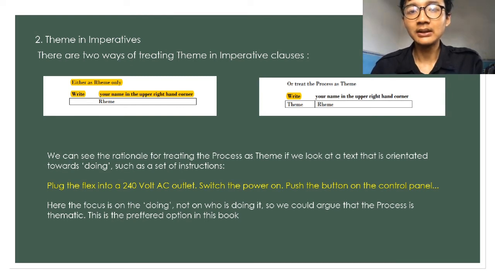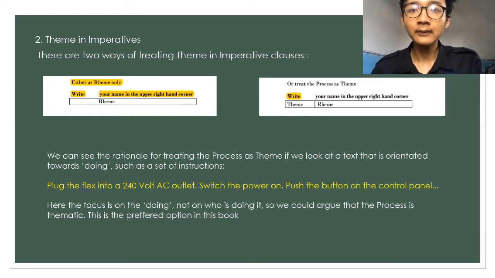You can see in the sentence, "Write your name in the upper right hand corner." On the left is identified as rheme only, but on the right side, the word "write" is considered as theme. And we can see the rationale for treating the process as theme if you look at a text that is oriented towards doing, such as a set of instructions like the example below.